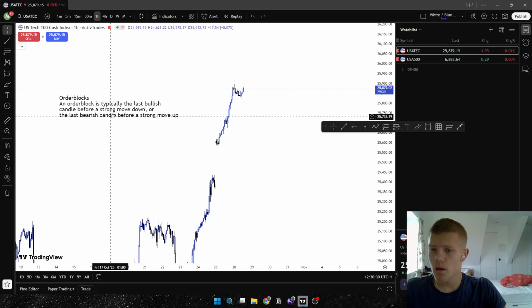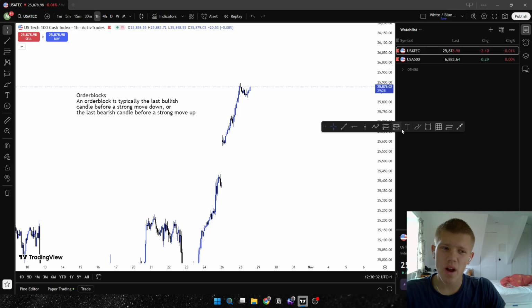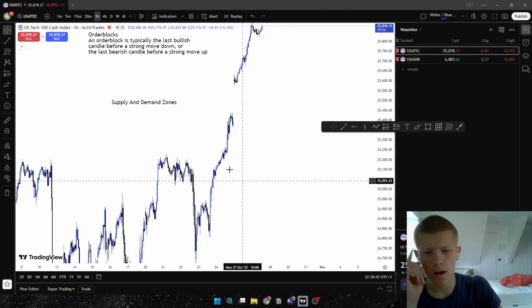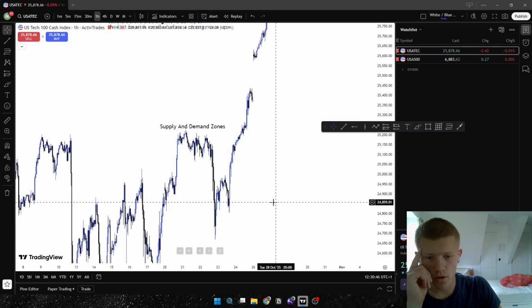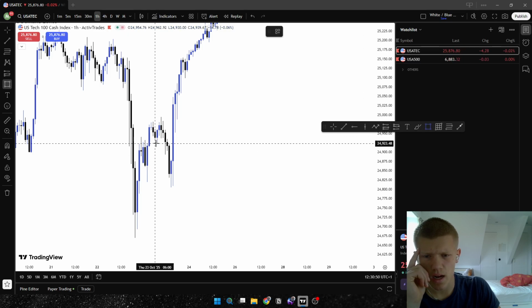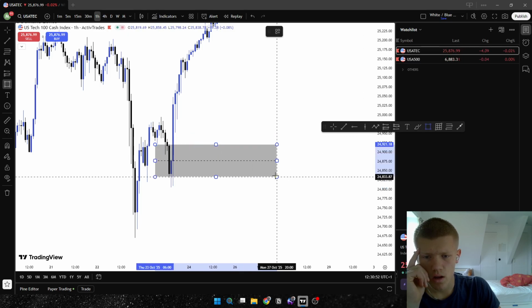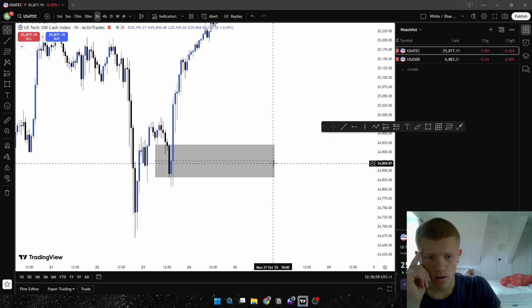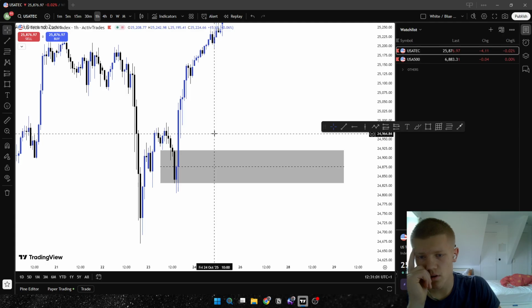Basically, my understanding of it is that it's kind of like supply and demand zones. I don't really remember which one is supply and which one is demand, but for example here, this is a supply or demand zone. I think supply is underneath, I'm not sure. This is a zone because it is the last bearish candle before a strong move up, and this is also an order block.